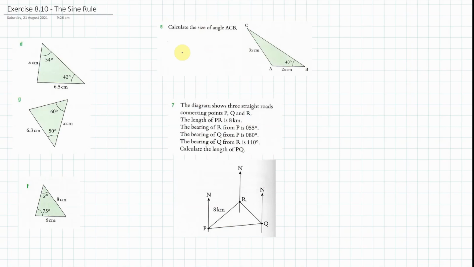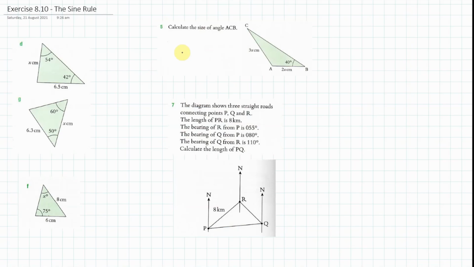So I think all of these questions in the exercise will be on the sine rule. I haven't done exercise 8.11 in this exercise because if you just follow the instructions carefully from the textbook, I think you'll be able to do that question without too much trouble. Okay, so I'm going to do a few examples for you here.